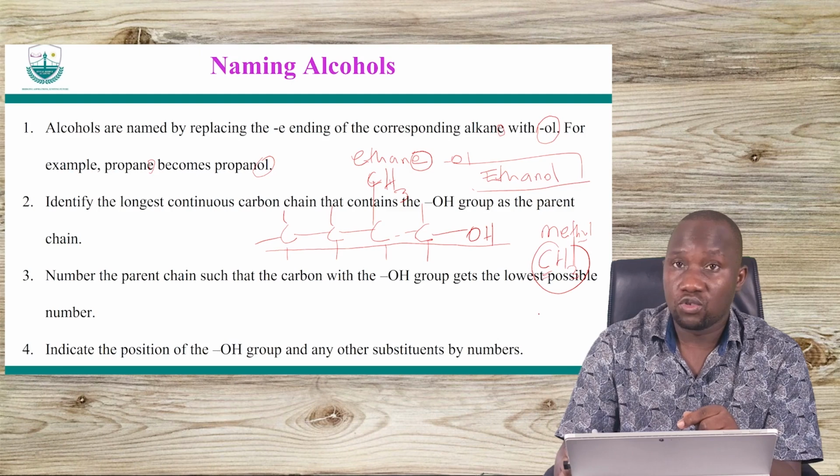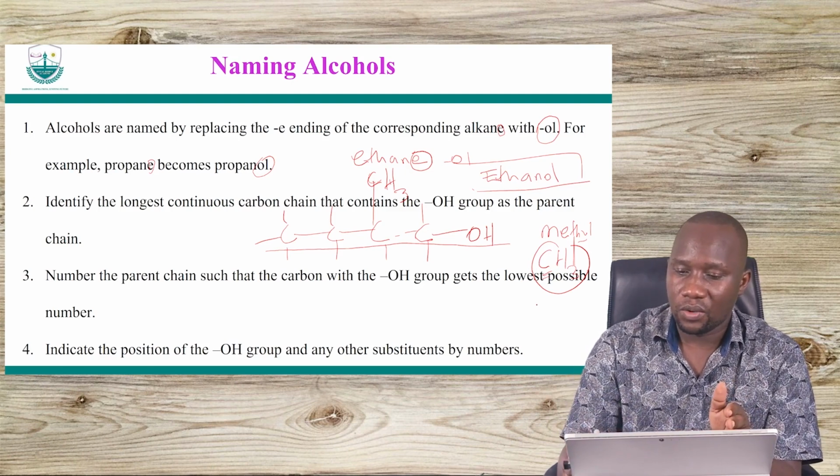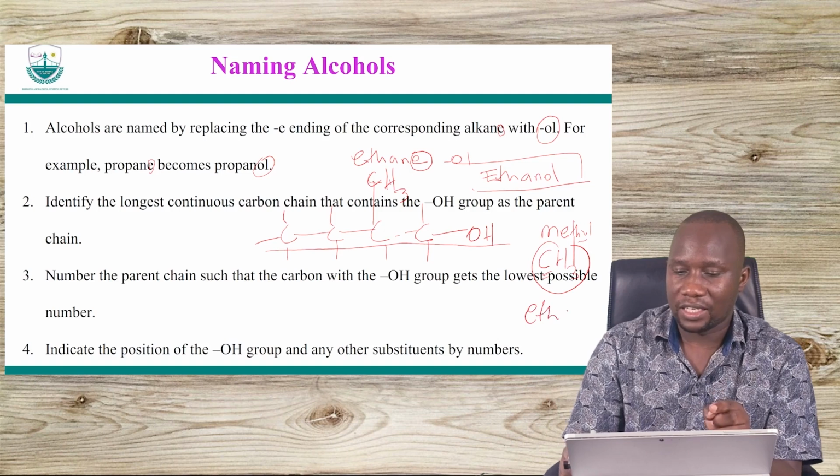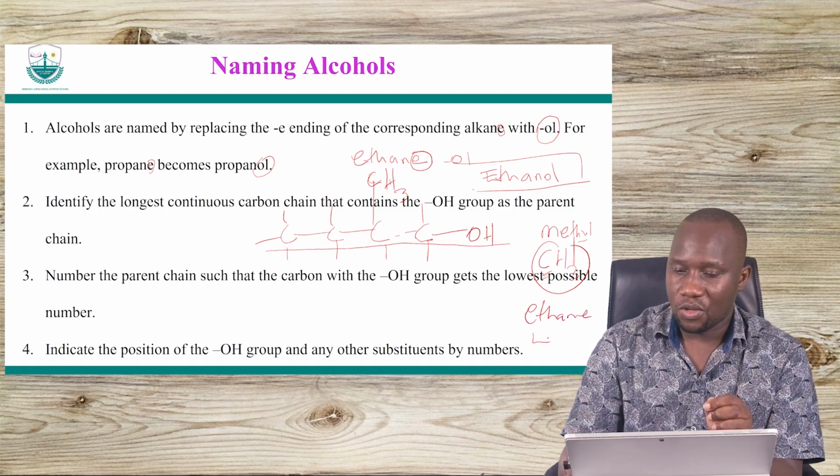But we can have 2. If we have 2, then we use the ethyl group, whatever you can call it. We also use ethene, for example. We use ethanol, right?